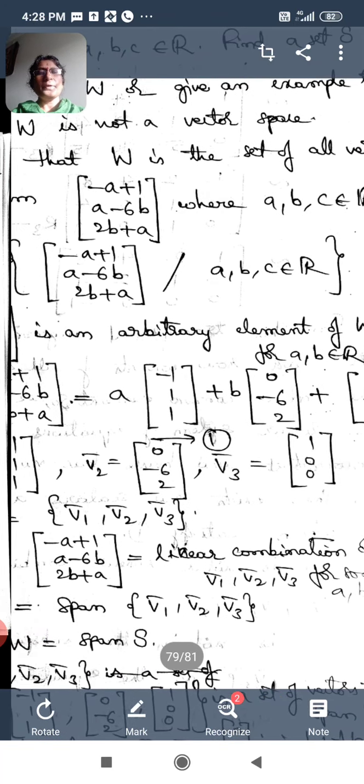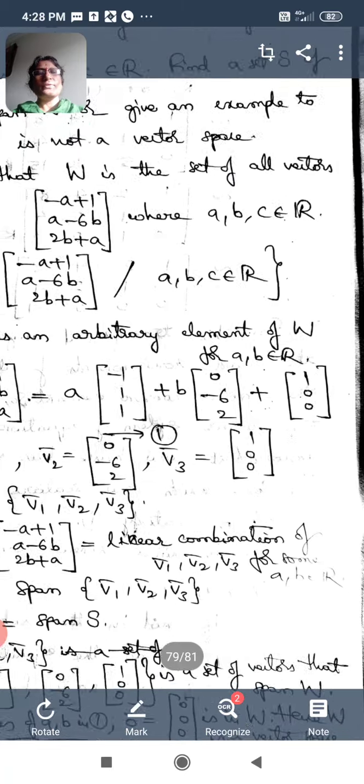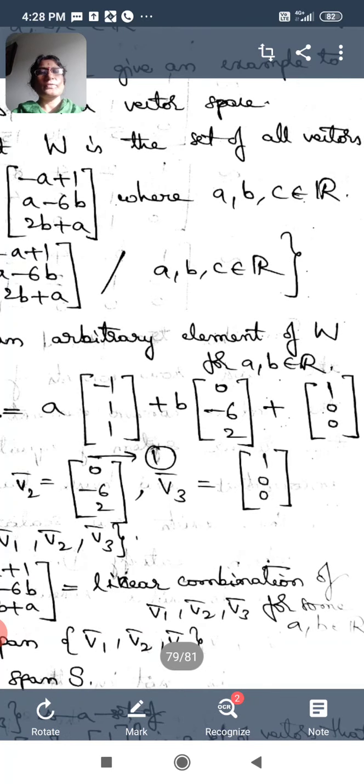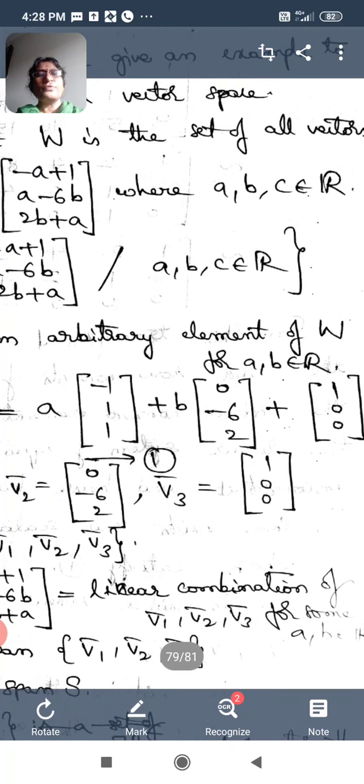And similarly taking b common, this is plus b times 0, minus 6, 2, where we can observe that 0, minus 6, 2 are the coefficients of b on the left hand side. And also we are left with one more column vector, which is plus 1, 0, 0. There is no scalar multiple found here.